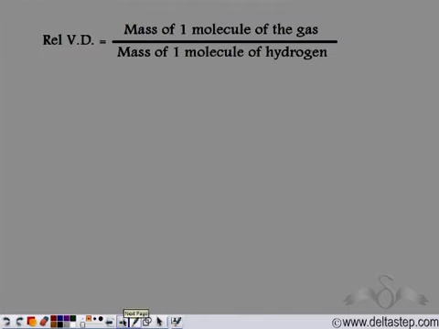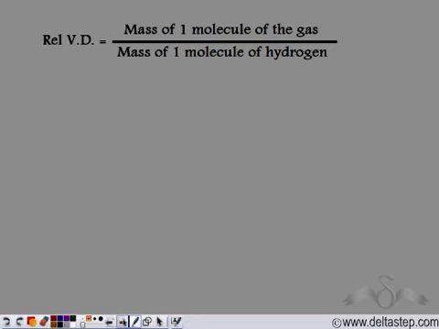Let's see what we get. We get the mass of one molecule of a gas divided by the mass of one molecule of hydrogen gas, because Avogadro's law states that equal volumes of all gases under the same conditions of temperature and pressure contain an equal number of molecules. So when we are talking of the same volume, volume V, they contain the same number of molecules. So let's take one molecule for both. So we get the mass of one molecule of the gas divided by the mass of one molecule of hydrogen gas.